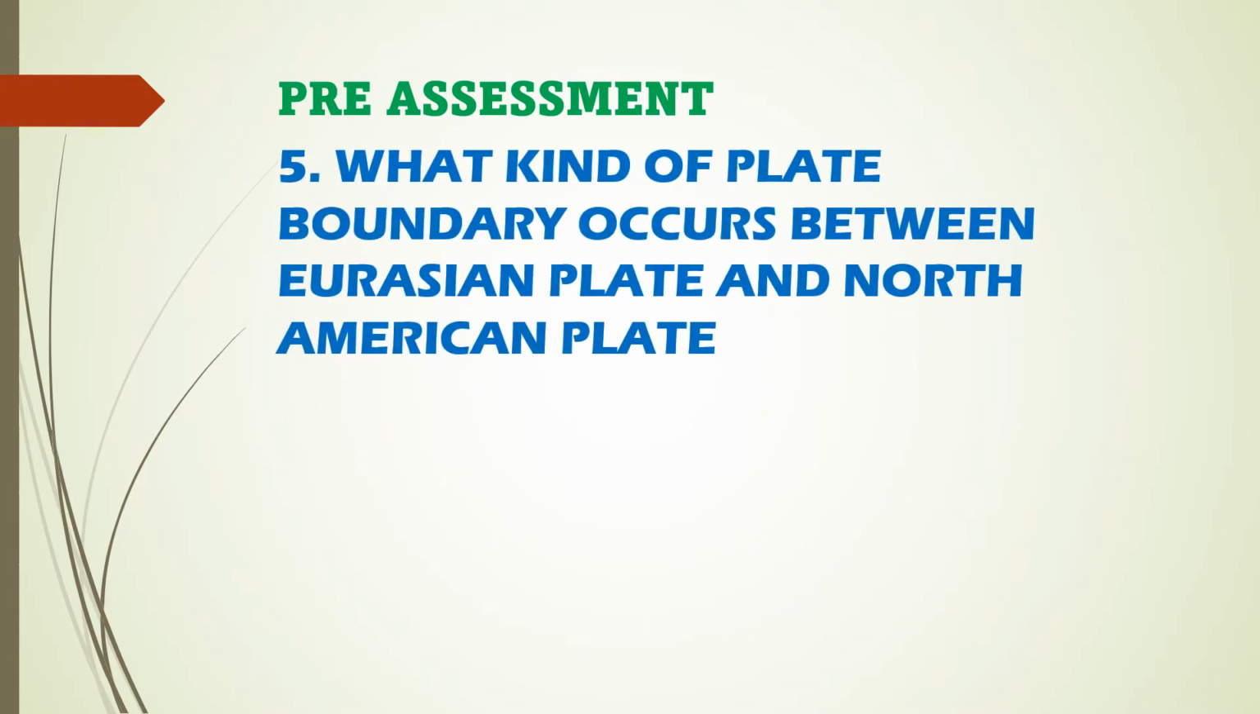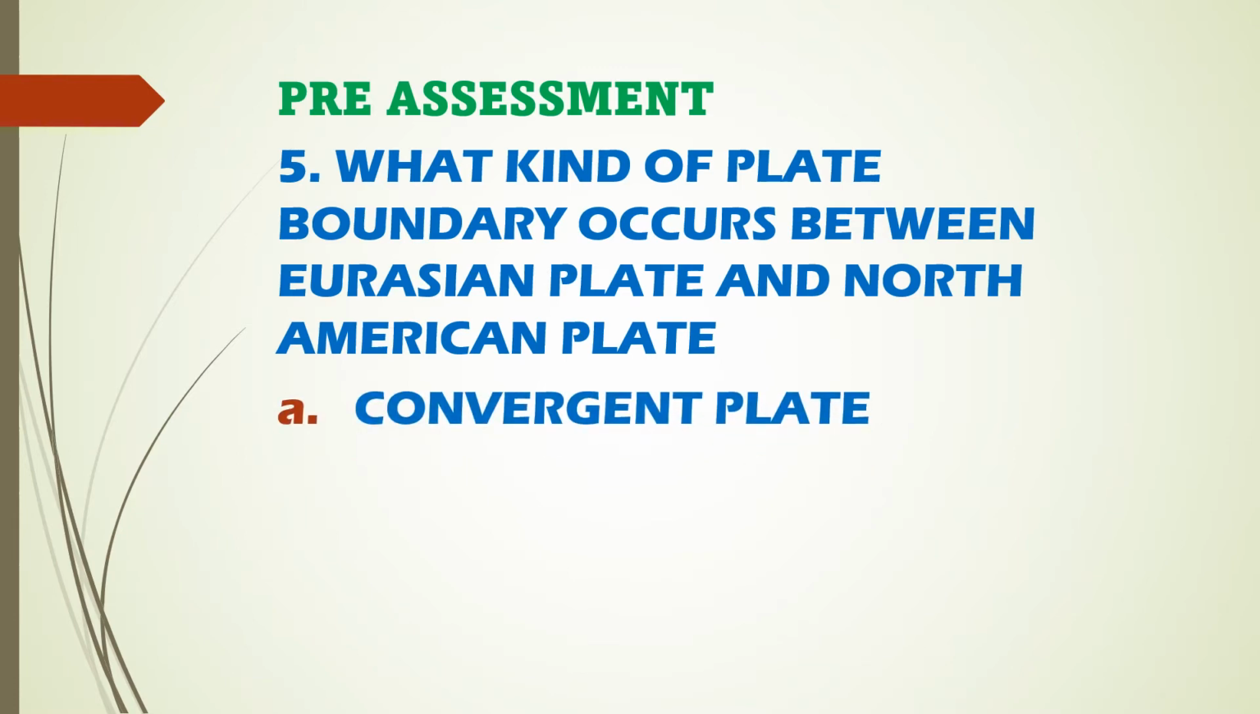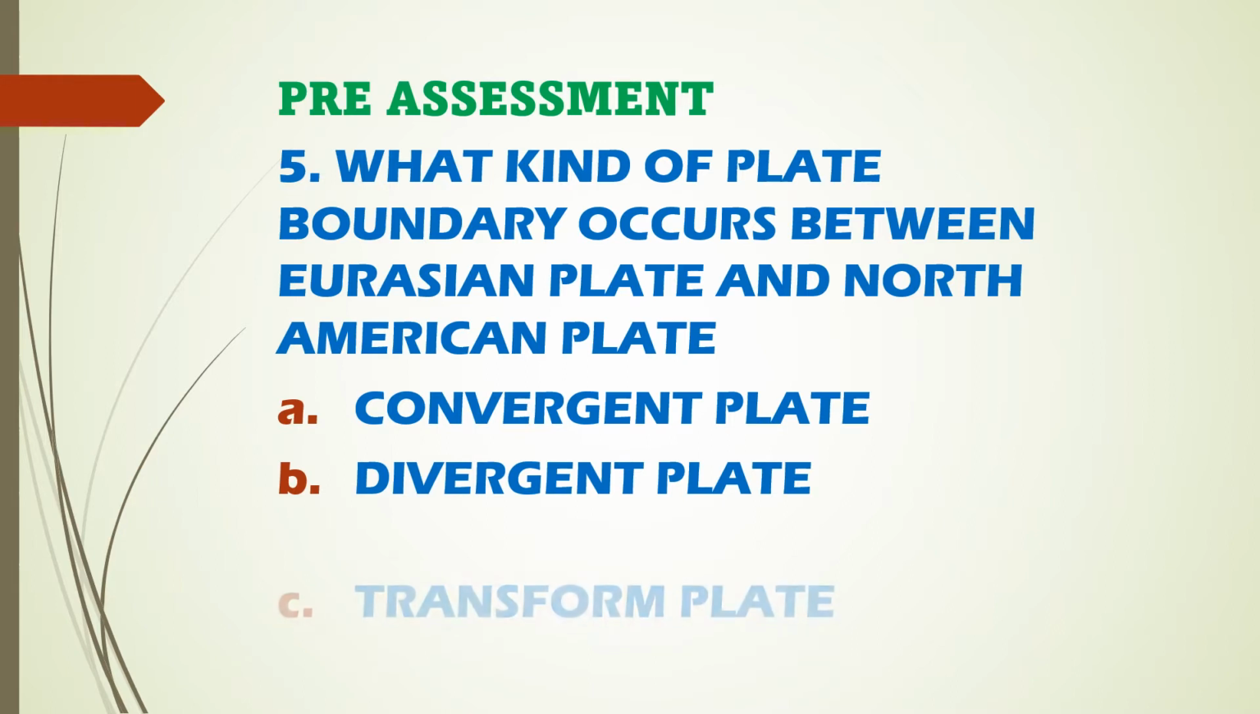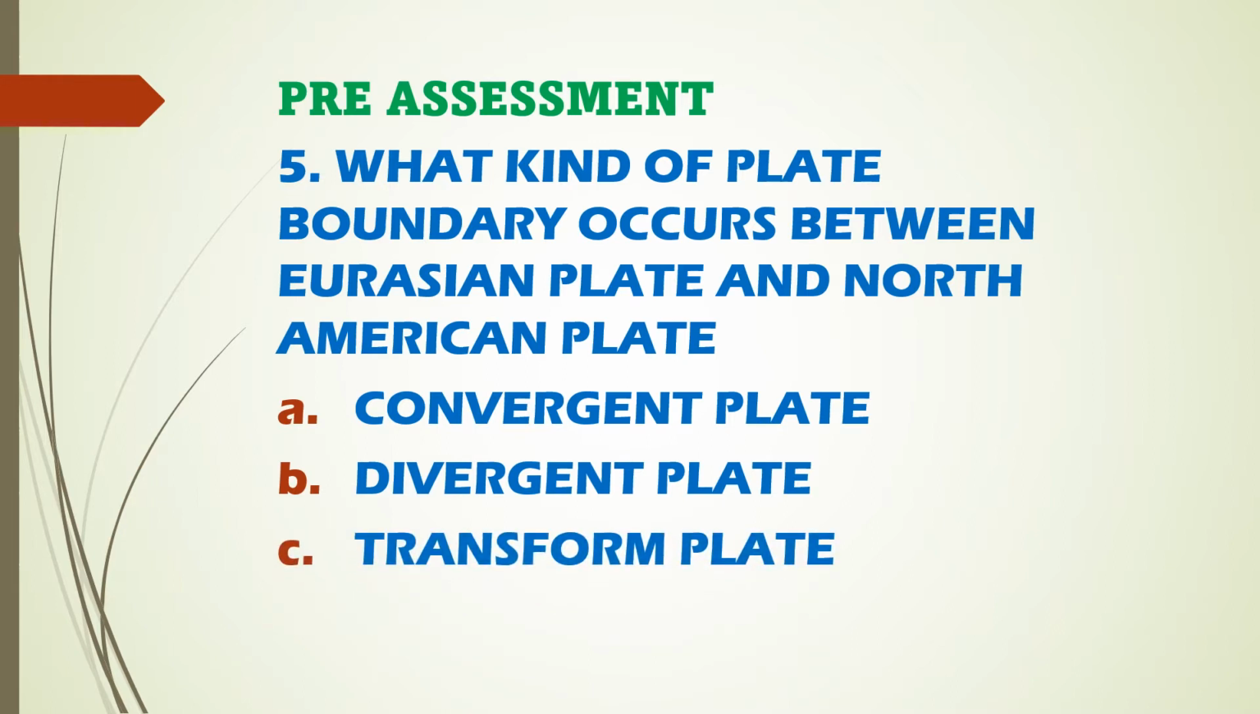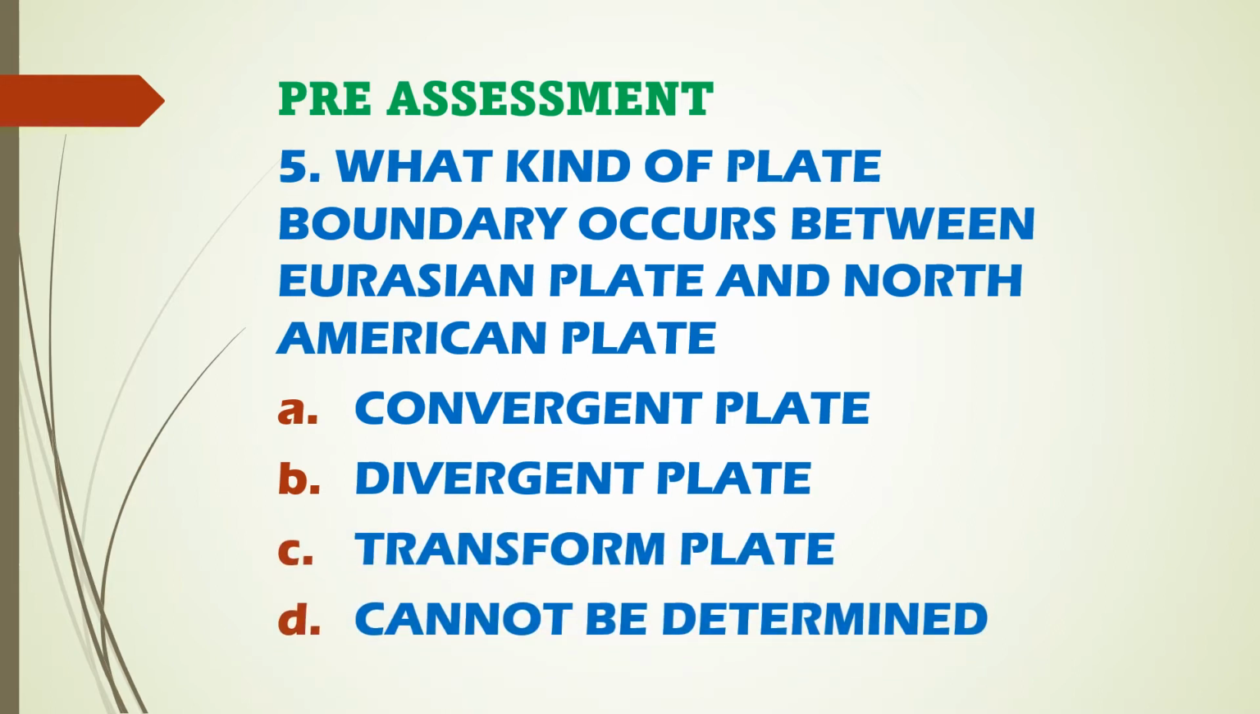And last, what kind of plate boundary occurs between Eurasian plate and the North American plate? Letter A, convergent plate. Letter B, divergent plate. Letter C, transform plate. Or letter D cannot be determined. The answer is divergent plate.